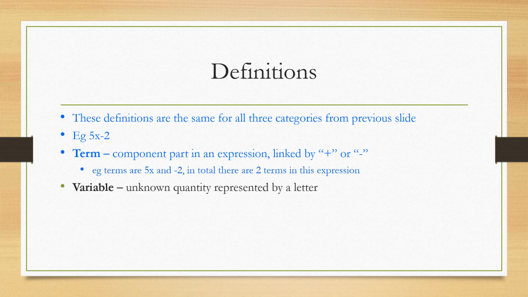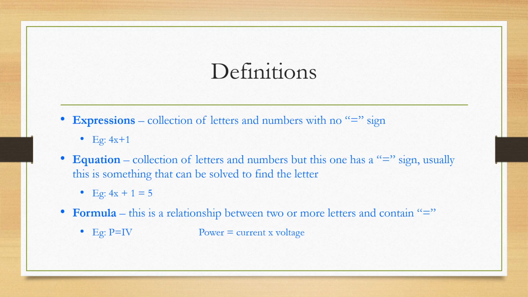The next one is variable. A variable is an unknown quantity represented by a letter. So in this example, the variable is x. A variable is just pretty much a letter. And technically speaking, in the example that I used for the formula, these are all variables because they're all letters. We know what these letters represent, but we don't know the values of these letters.